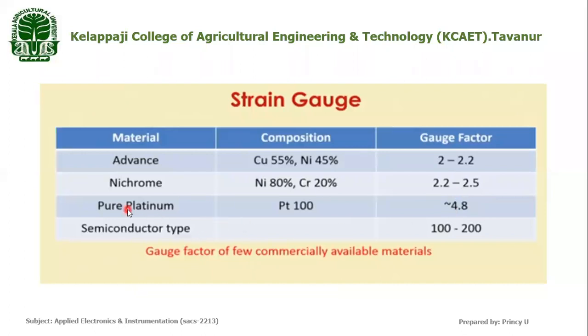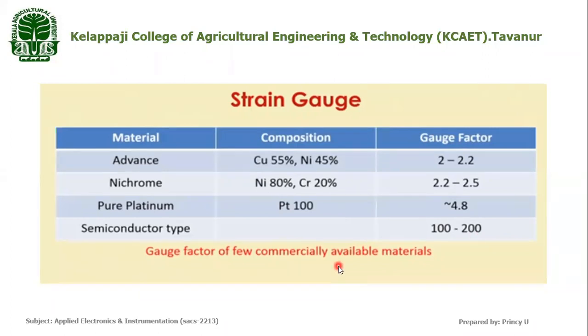And platinum has an advantage that it can withstand some temperature also. Higher temperature can be withstood by this platinum material as compared to nichrome and the copper nickel combination. And the semiconductor type has a higher gauge factor, 100 to 200. But the semiconductor has some disadvantages: it is a negative temperature coefficient device.